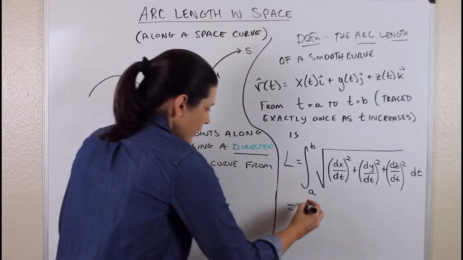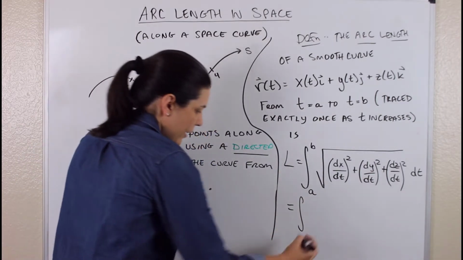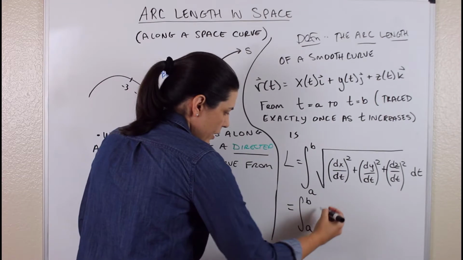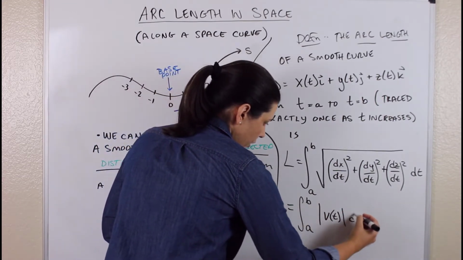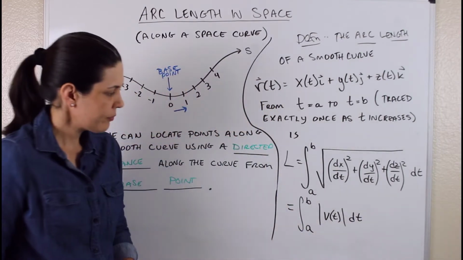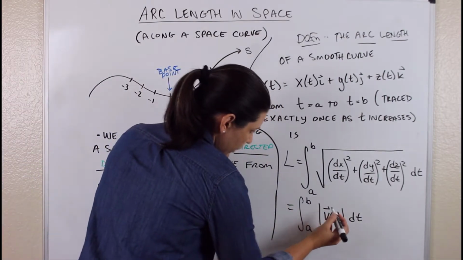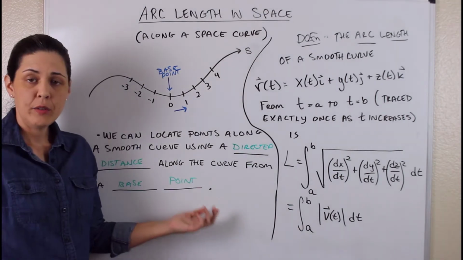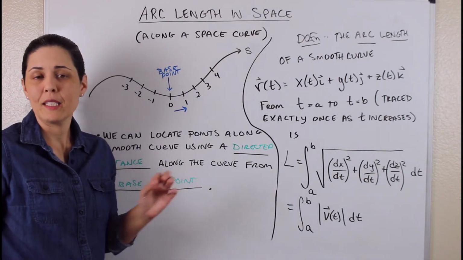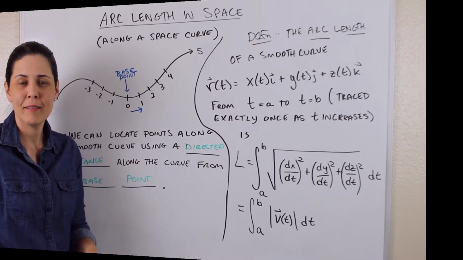So we can rewrite this formula as the definite integral from a to b of the magnitude of the velocity function of t with respect to t, or velocity vector function there. So here's our arc length formula. Next I'm going to give you the arc length as a parameter. So let's get into that.